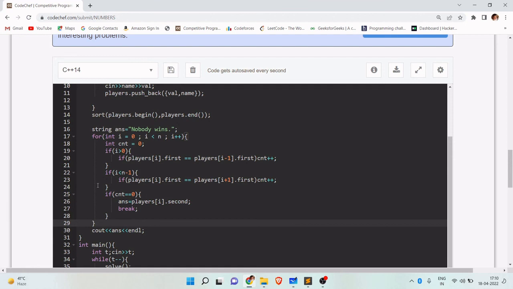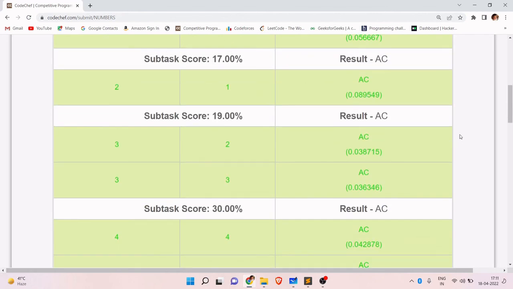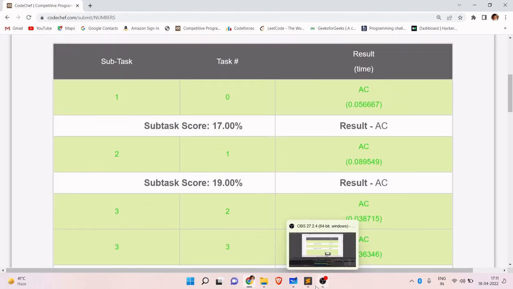Suppose in this loop we didn't find any answer, means we didn't find any unique number. The answer was initialized as nobody wins, so it is going to print that only. Now this is the correct answer. This is the correct code according to CodeChef.